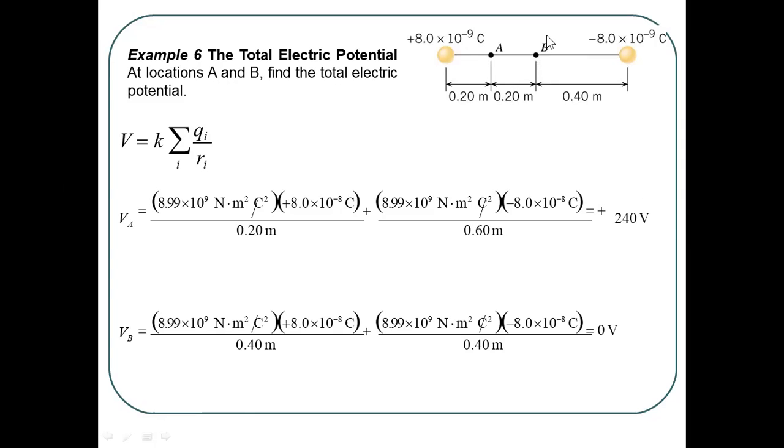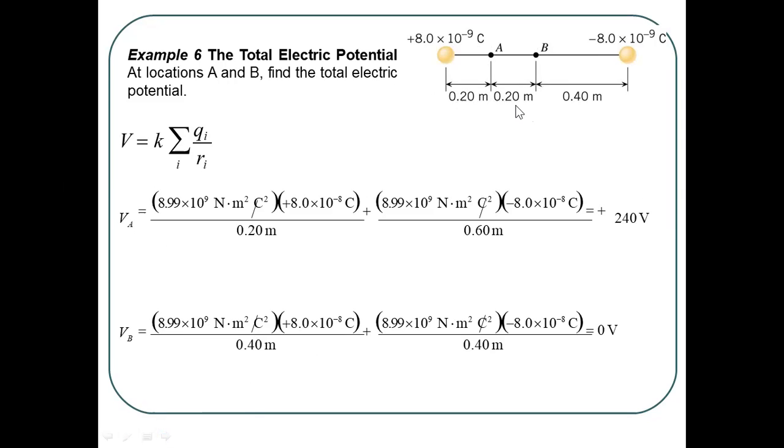And then for the voltage at point B, VB would be equal to 8.99 times 10 raised to 9 newton meter squared per coulomb squared, multiply it with the charge at A. This is 8.0 times 10 raised to negative 8 coulombs per 0.40 meters. Okay, this is calculated as 0.20 plus 0.20.